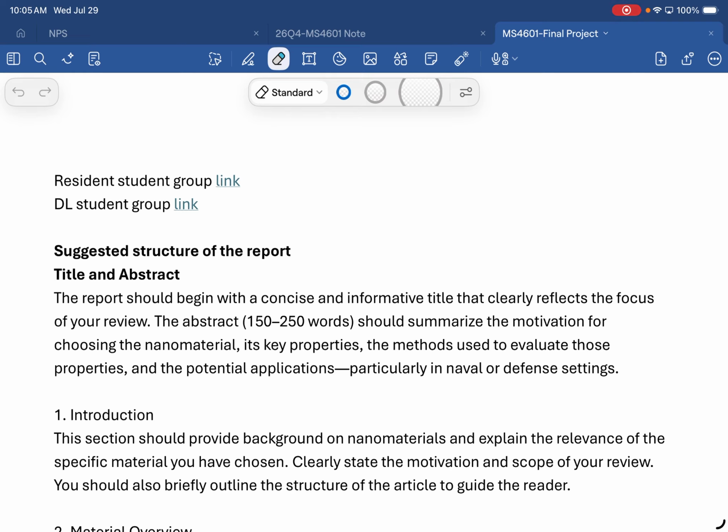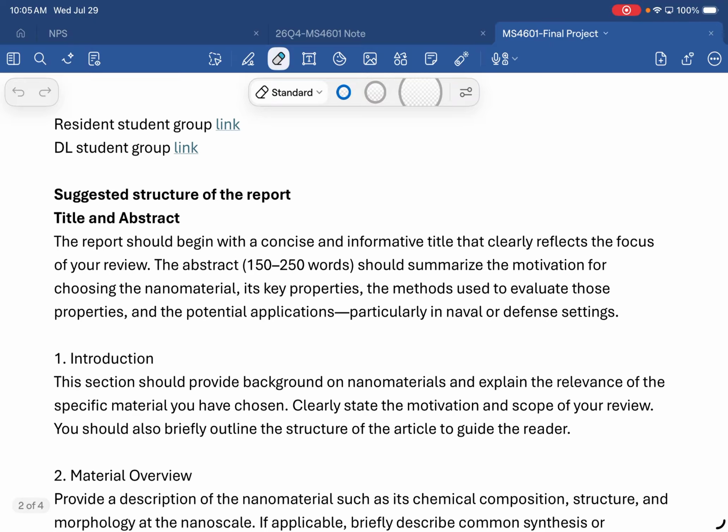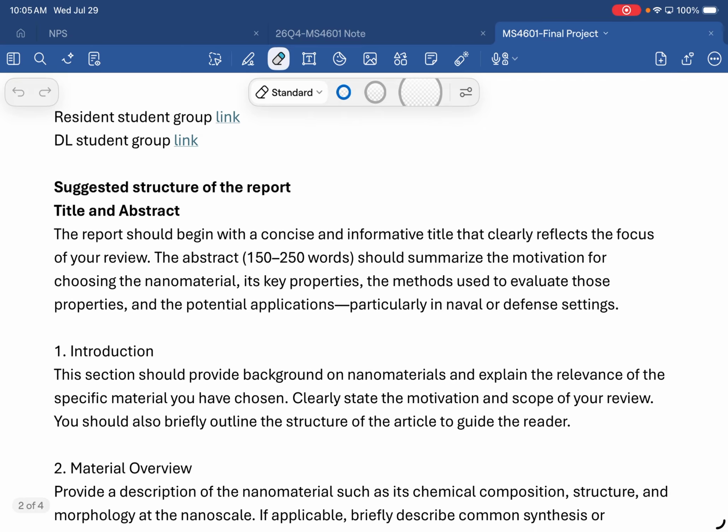Okay, or think about it and then just ask me if you are kind of uncertain. So this is a suggested structure of the report. You can construct it however you want. Again, this is just a guideline. At the least, you should have a title and abstract for sure.